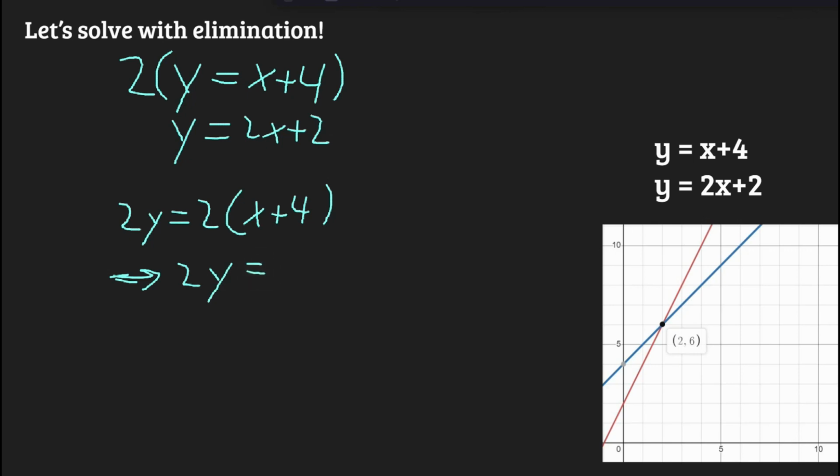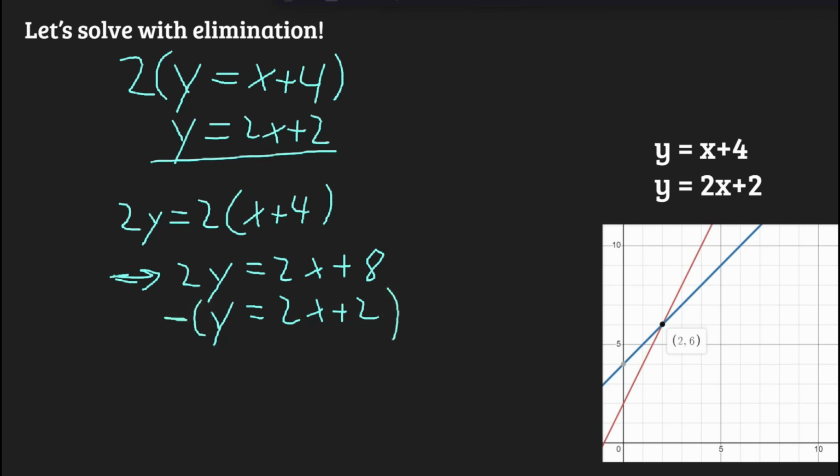2y is equal to 2x plus 8. And now what I'll do is I'll move this equation just below it. So y is equal to 2x plus 2. And now you can see if we subtract this equation here, 2y minus y, well that's just equal to 1y, right, which is just equal to y.